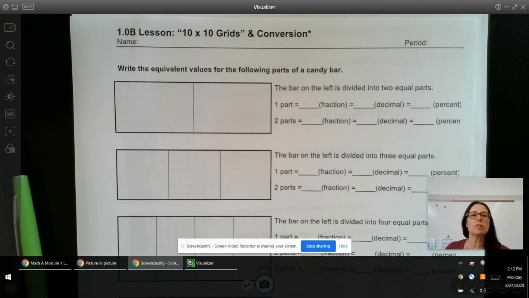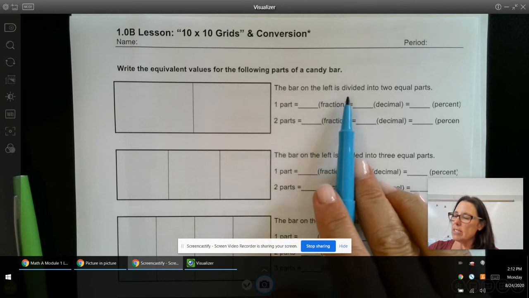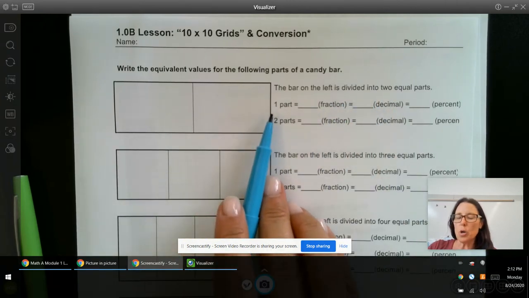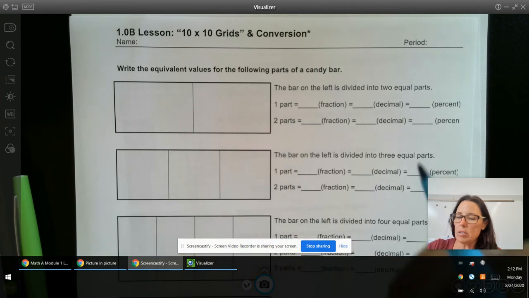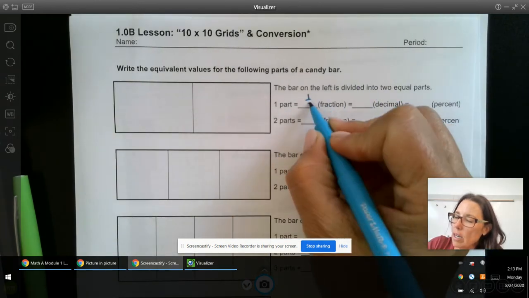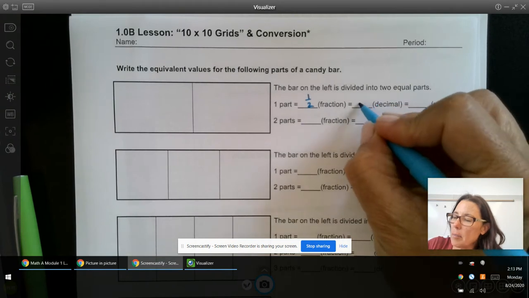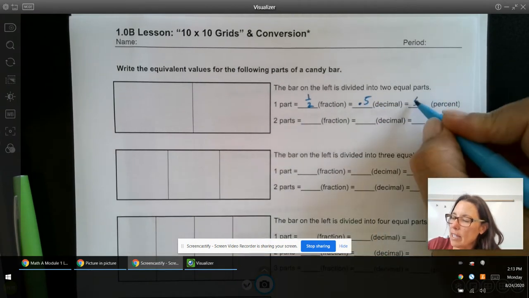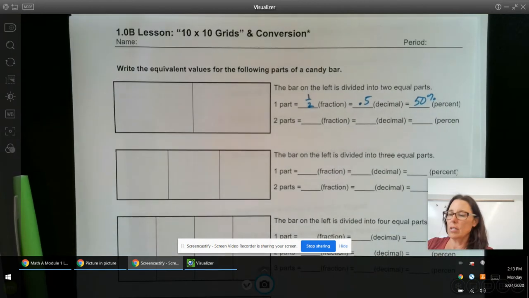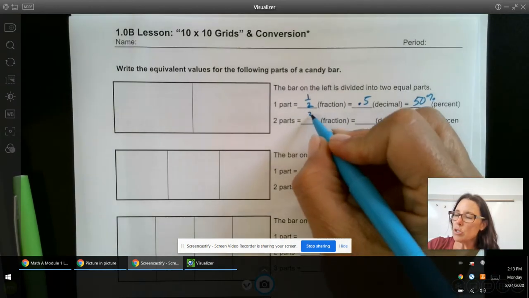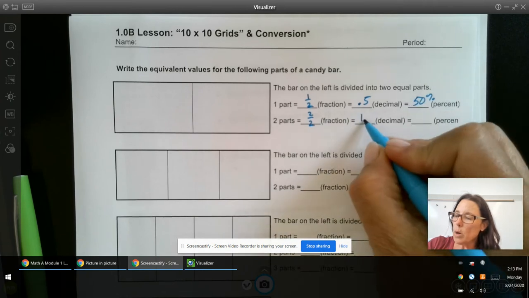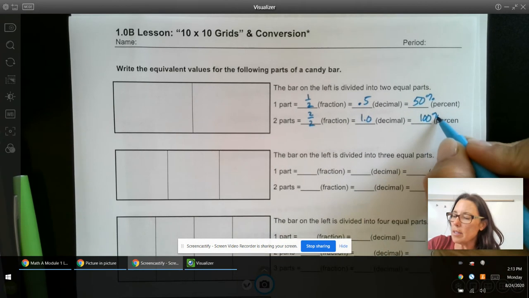Everybody, this is 1.0b lesson, and we're looking at 10 by 10 grids and converting between fractions, decimals, and percents. We're going to write the equivalent values for the following parts of a candy bar. The bar on the left is divided into two equal parts. If we're looking at one part, that would be 1 part of 2, and that's going to be 0.5 and 50%. If we're looking at 2 parts, that's 2 parts of 2, which is 1.0, which is 100%.